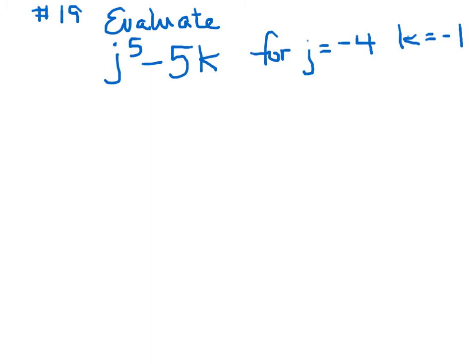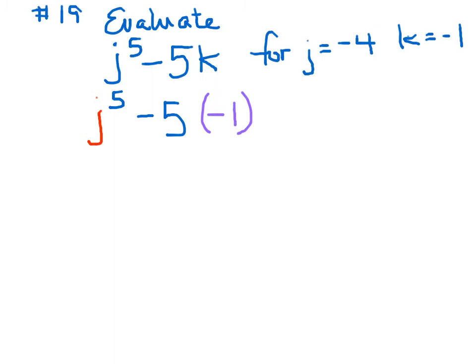So here we are. The first thing I'm going to do, since it's an evaluation, is put in the value here for j and then the value here for k. So let's go ahead and do that. That's going to give us j to the 5th power minus 5, and then k is -1, so let's go ahead and put in -1 for k.